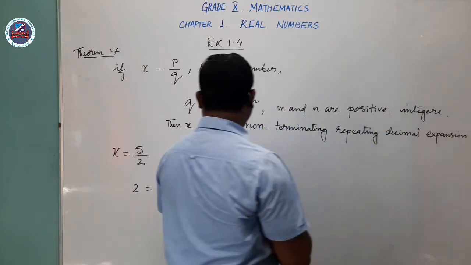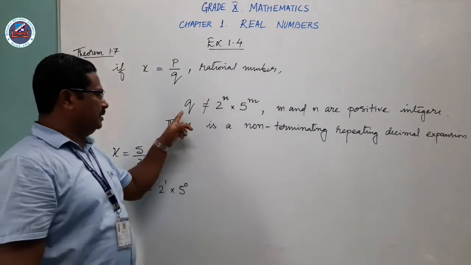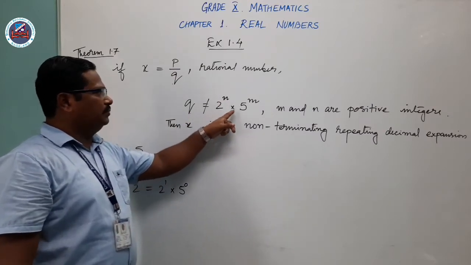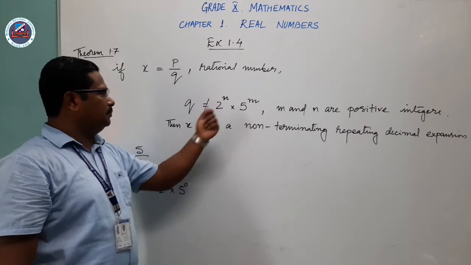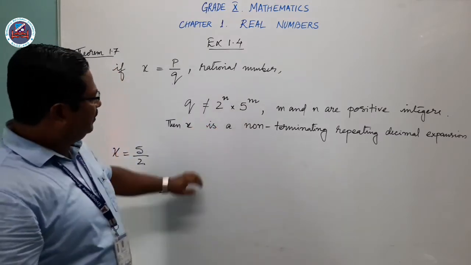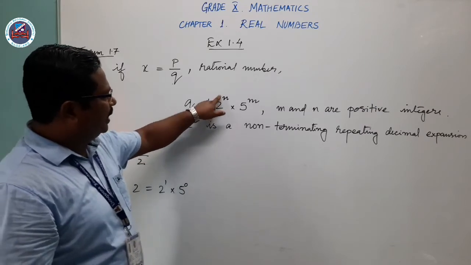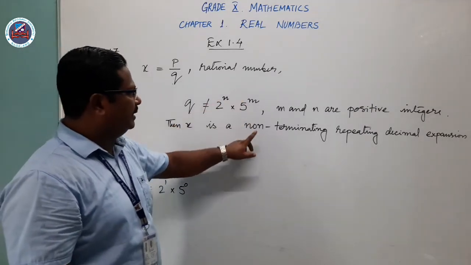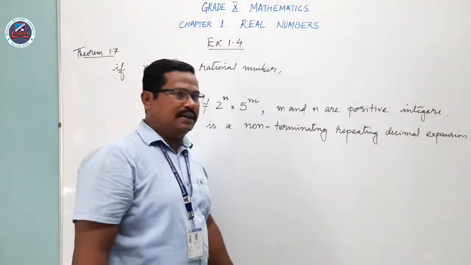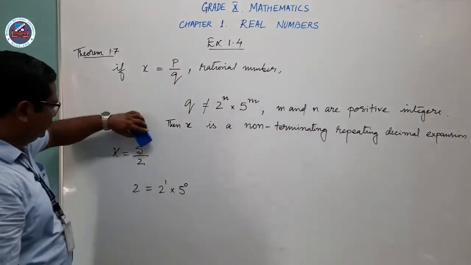So with this you will come to know: if the denominator q is equal to 2 to the power n into 5 to the power m, if we can express it in this form, then it will be a terminating decimal expansion. And if it is not of the form 2 to the power n into 5 to the power m, then it is a non-terminating and repeating decimal expansion. Let us take one example.